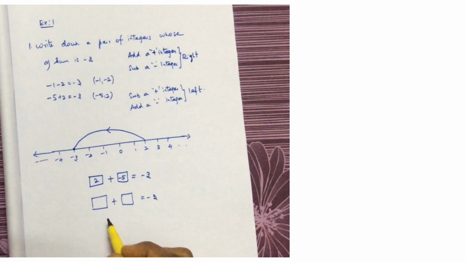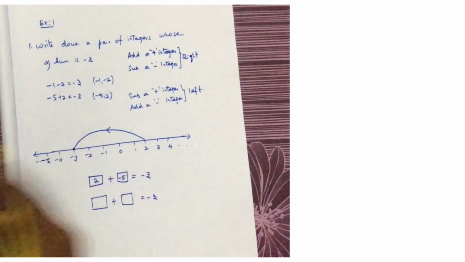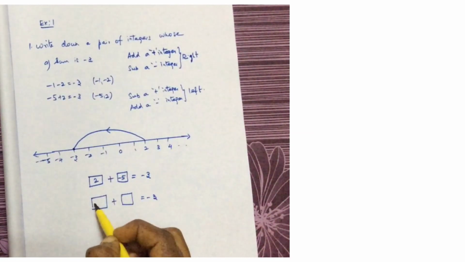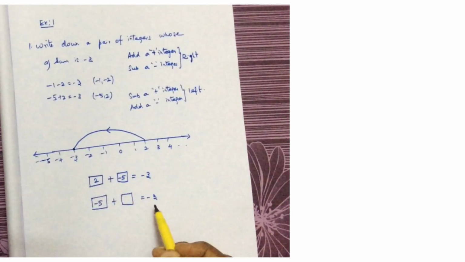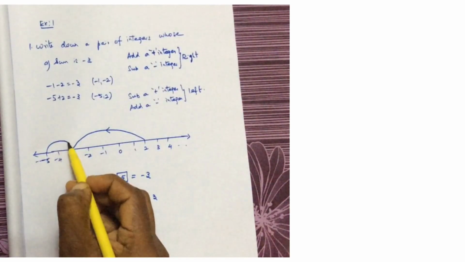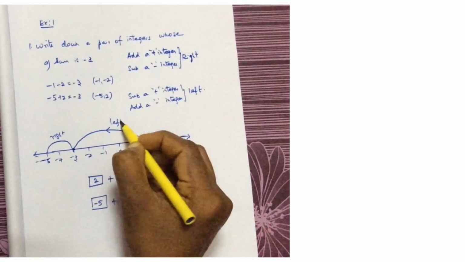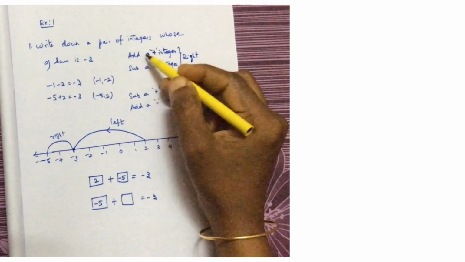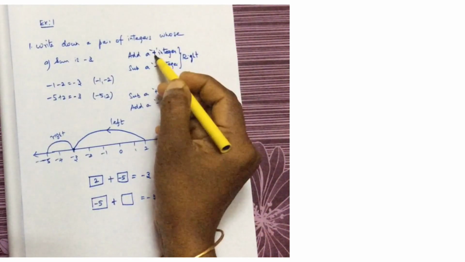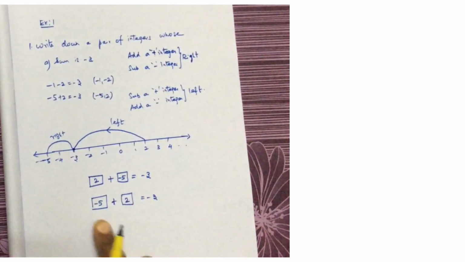The next example is, now I want to write some numbers from this side. So let me take minus 5. To the minus 5, to reach minus 3, I have to go right. Here it is left. So I have to go right. Suppose it is add a positive integer. What is that integer? 1, 2, 2 steps. So minus 5 plus 2 is minus 3.